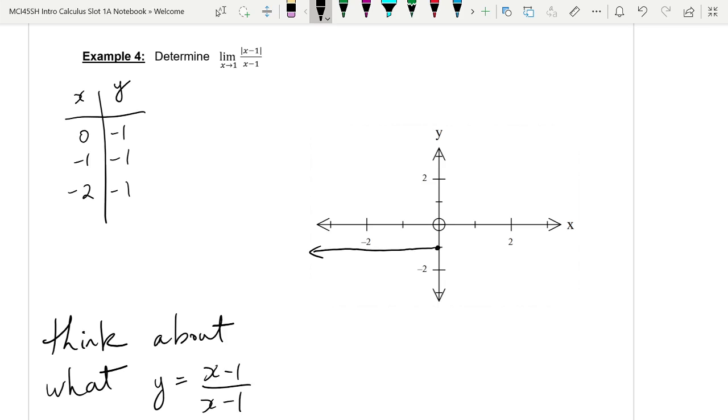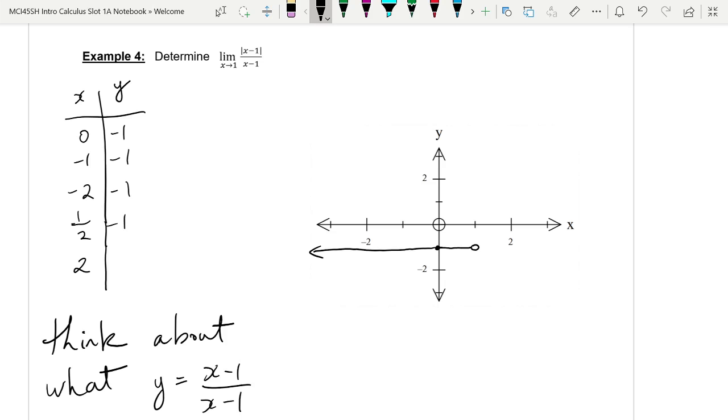What happens if we plugged in, let's say, positive 1/2? Well, the top is going to be a half and the bottom is going to be negative a half. Looks like we're still negative 1. So it looks like we're going to be negative 1 right up until we get to this hole. And then what happens when we start plugging in numbers that are bigger than 1? Let's say what happens when we plug in 2.